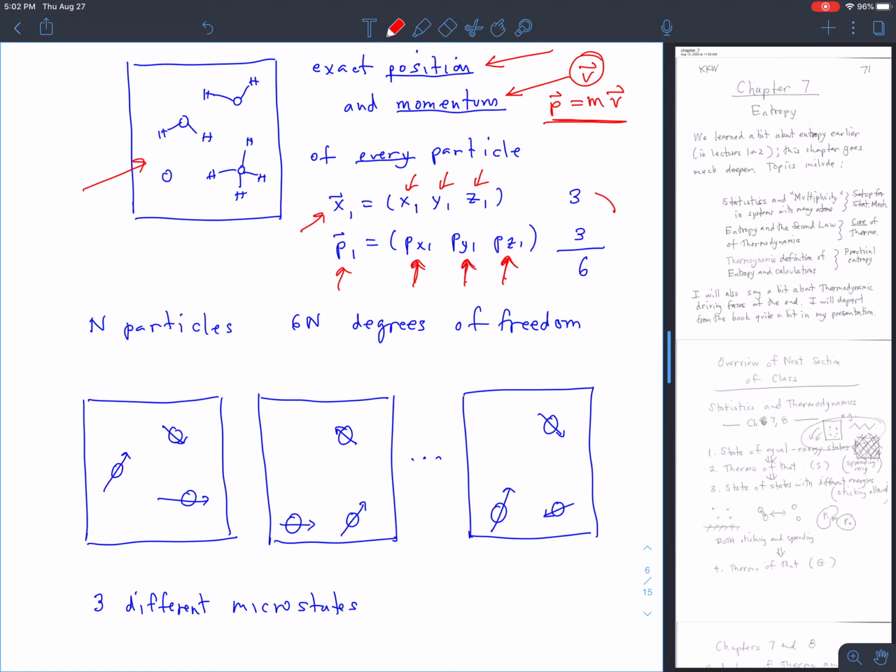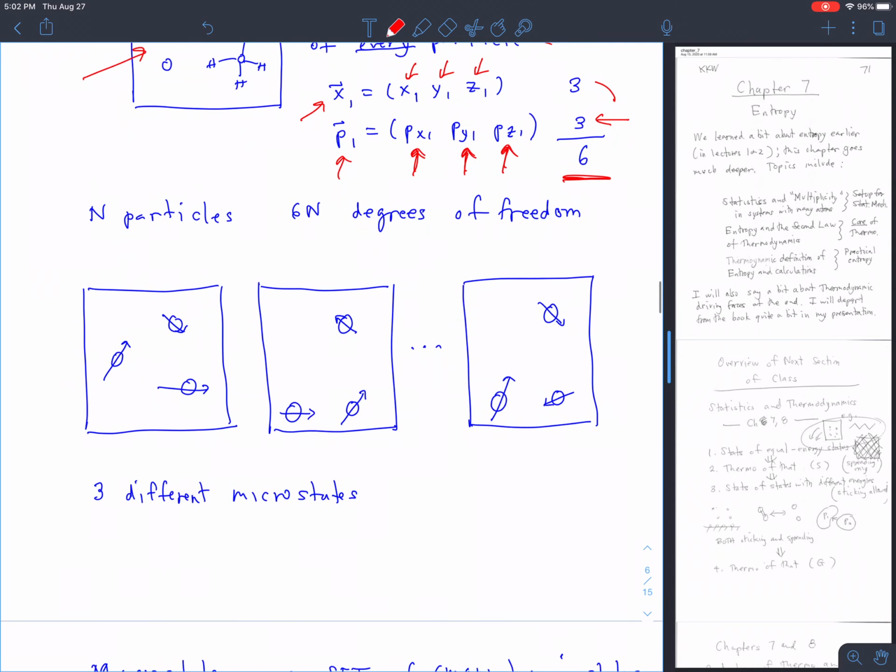So there's 3 numbers for position, 3 numbers for momentum, 6 numbers altogether for every single atom or every single particle in the system. That means that if you've got n particles, you have 6n degrees of freedom in the system. If you've got only a small number of atoms, like in this case only 3, then still it's a fair number of degrees of freedom. 3 times 6 is 18. But if you've got Avogadro's number of atoms, like you usually do for typical chemical situations, then you've got an enormous number of degrees of freedom.